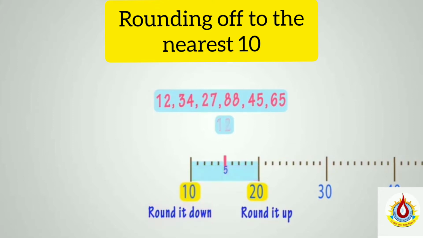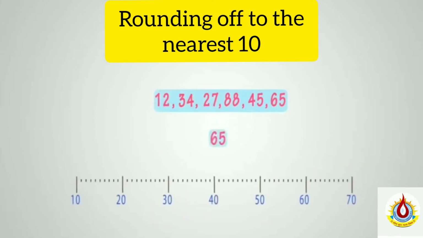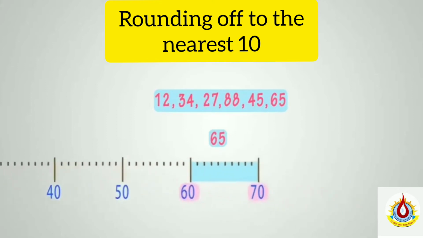Take another example, number 65. It is somewhere between 60 and 70. So think, should it be rounded up or down? Which option is more apt? Here 65 is midway between 60 and 70. And remember, any number followed by 5 should always be rounded up. So we round up 65 to 70.